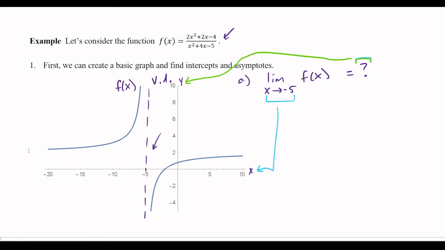Okay, well, what about this side? I'm going towards -5. Let's follow the function. It's going up. The y value is going up, up, up, going up forever.